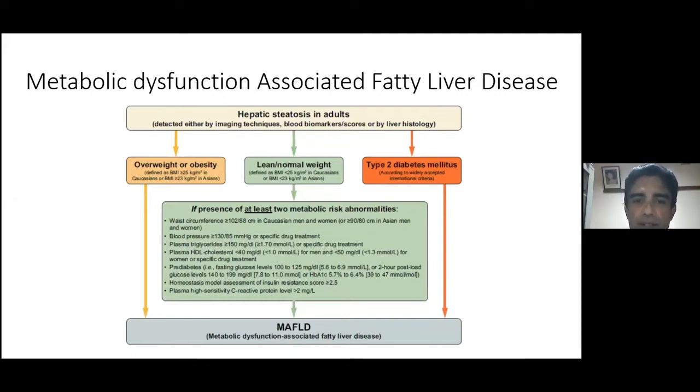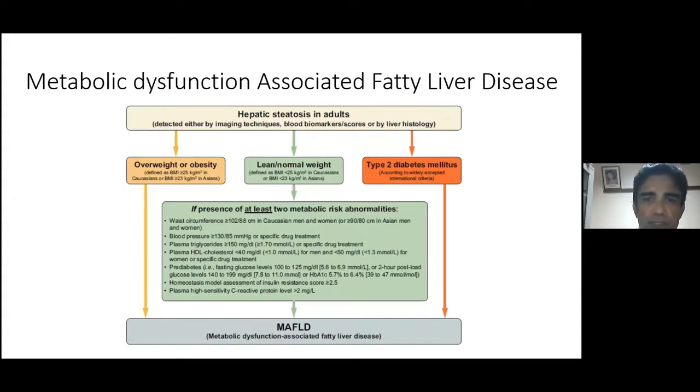So what are the components of metabolic syndrome? Waist circumference, blood pressure, plasma triglycerides, low HDL, pre-diabetes or impaired glucose tolerance, insulin resistance, and systemic inflammation as evidenced by a high sensitivity CRP level of more than 2 milligrams per liter.